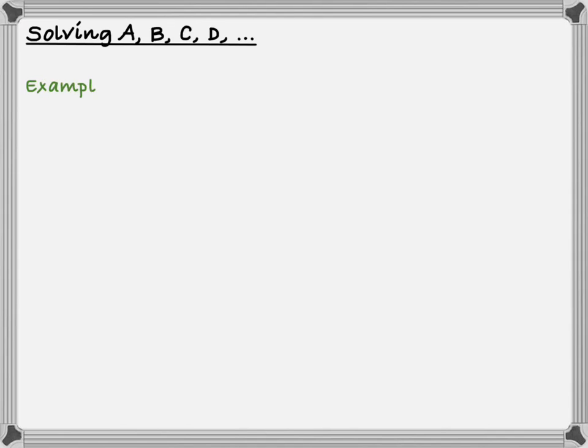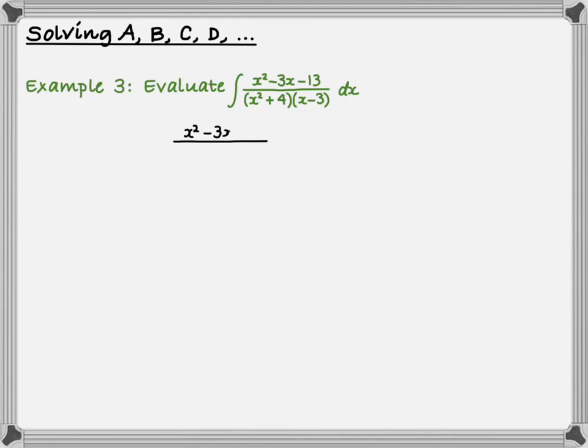In example 3, we are asked to evaluate the integral of (x squared minus 3x minus 13) over (x cubed plus 4x squared minus 3x... dx. Before we can evaluate the integral, we will first have to decompose this fraction into partial fractions.